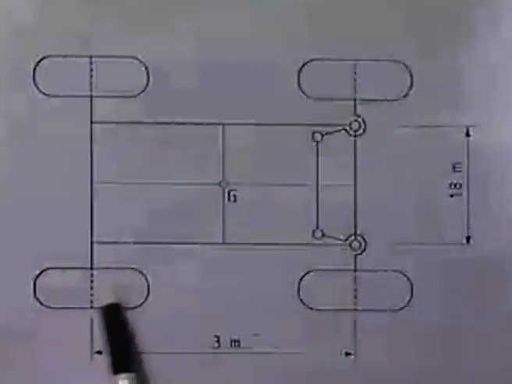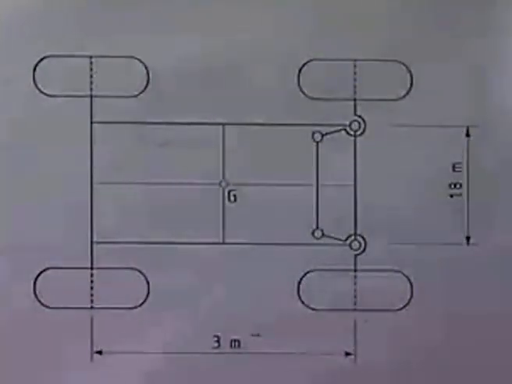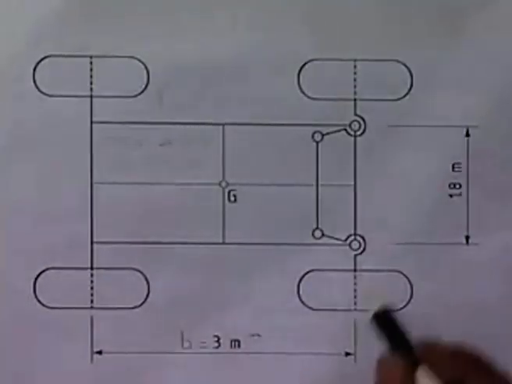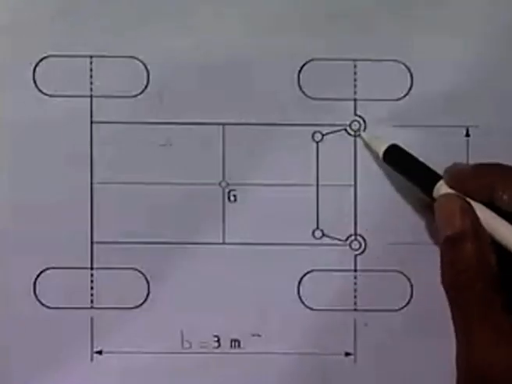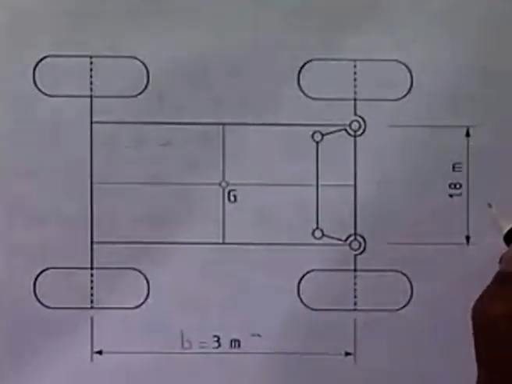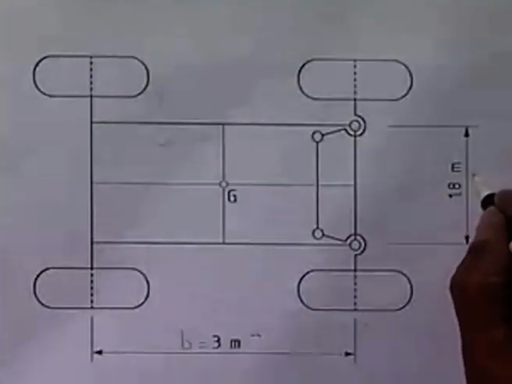Let us discuss the design of an Ackermann steering mechanism with reference to this particular example. In this car, the wheelbase, that is the distance from the rear axle to the front axle, is 3 meters. If you remember, this wheelbase we denoted by B. And the distance between these two fixed pivots on the body of the automobile is 1.8 meters, which is called P.